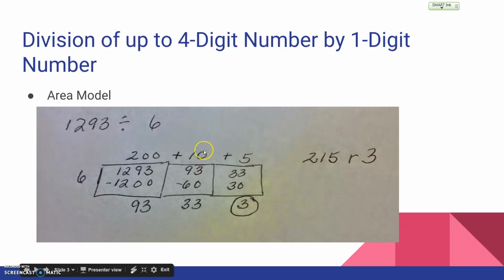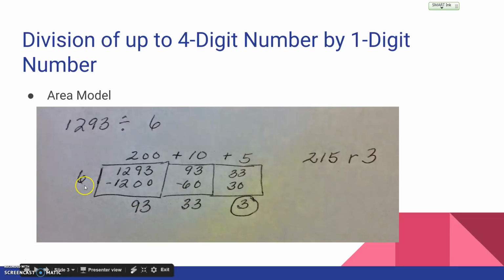So they're going to think, oh, I can make 10 groups. And if I make 10 groups of 6, that's 60. So I still have 93 left. I multiplied 10 times 6, and that uses up 60. And when I subtract that, now I have 33 left.